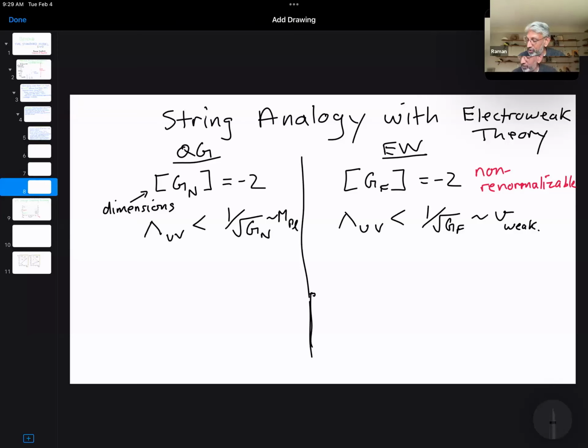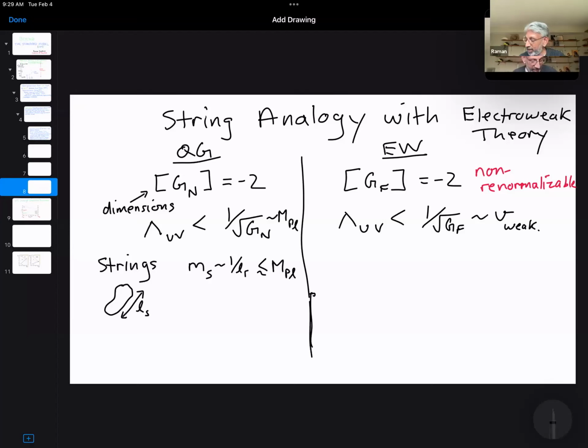Then there's string theory, where particles are really seen to be strings with a typical length L string. And there's a mass scale, which is where particles are seen to be stringy. There's an energy scale at which their stringiness becomes evident. Okay, and it's smaller than the Planck scale.